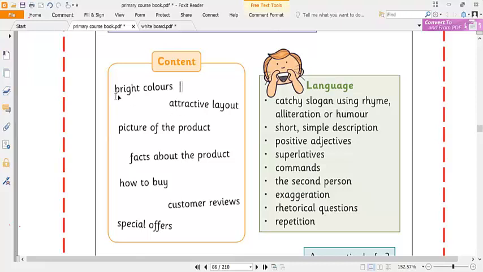Number two is attractive layout: the design, the drawing, and the decorations around it should be attractive. Number three, we put a picture of what we are advertising. If you are advertising clothes, put the clothes you are offering, whether for kids, ladies, males, or businessmen. So a picture of the product. If you are advertising a game, you also put a picture of the product.